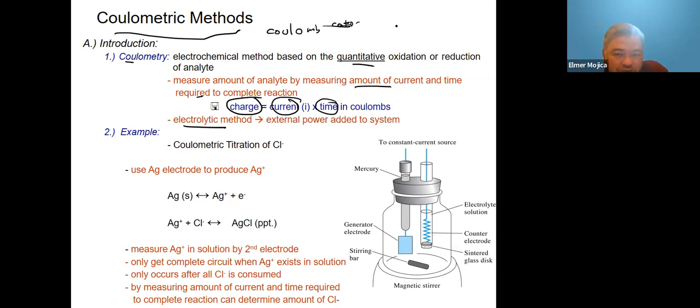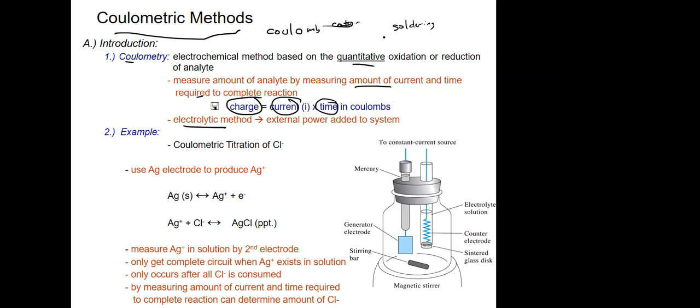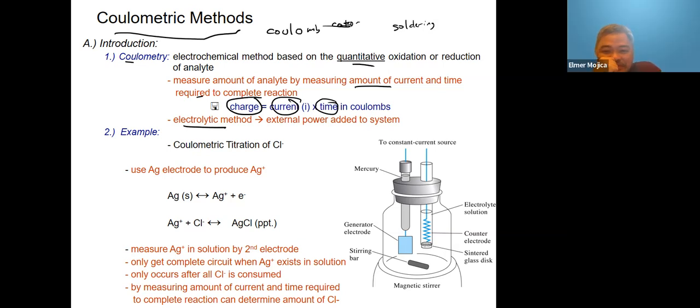Are you familiar with soldering? Yung parang nag-aano ka? Yes. Yes. Okay, so that's an example of the electrolytic method. Kasi ang ano doon, di ba? Mag-apply ka ng current, tapos the longer the time, the more charge that you have, the more materials that you will get kapag nagsosolder ka. Okay? Now, yung technique na ginagamit nila dito ay yung tinatawag na colummetric titration of the chloride.